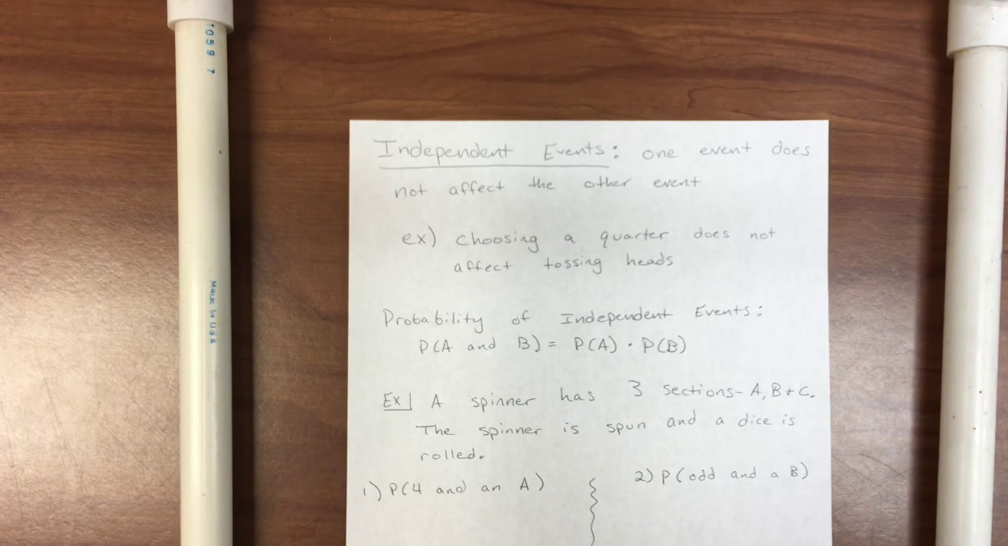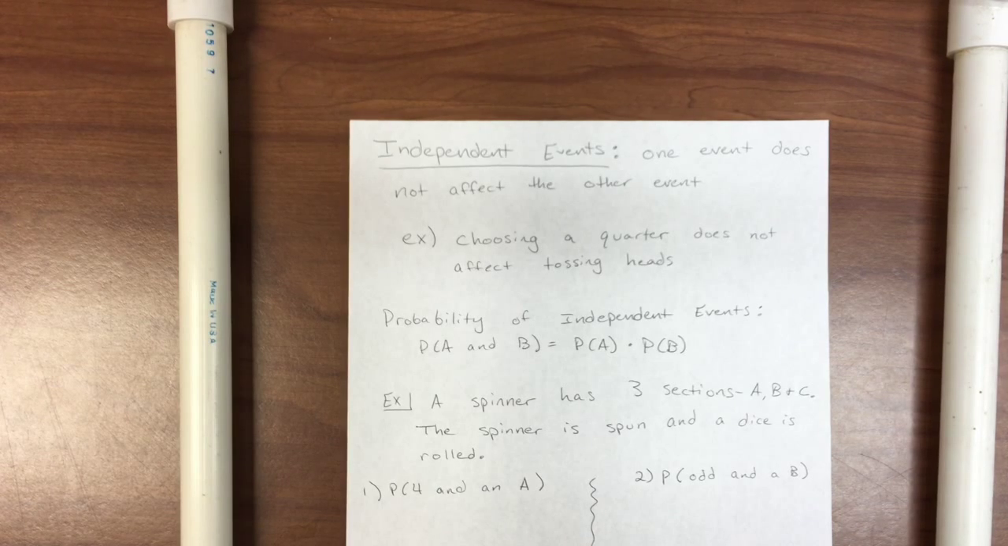So we're going to start with independent events, which means that there is one event that does not affect the other event. So we're going to have two events, and one does not affect the probability of the other one. For an example, if we're choosing a quarter, it doesn't affect tossing heads. So if we have two or more quarters, and we're picking one, doesn't matter which one, the probability of tossing heads is going to be the same no matter which quarter we pick.